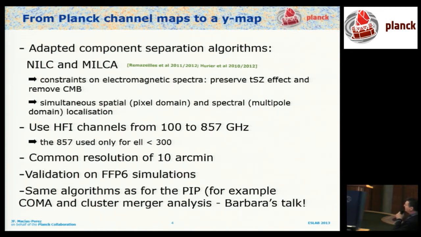We use the HFI channels from 100 to 857 GHz, and for the latter channels, in order to avoid point source contributions, we use only the very large angular scales. We put all the maps to a common resolution of 10 arcminutes, and we validated the whole process on the full focal plane simulations. I just want to note that the same algorithms, MILCA and NILC, were used for the PIP papers, for example, for the Coma cluster and the cluster measurement analysis that will be presented later in the week by Barbara.